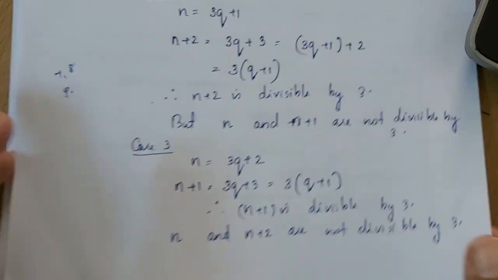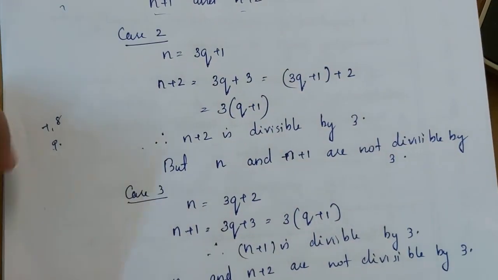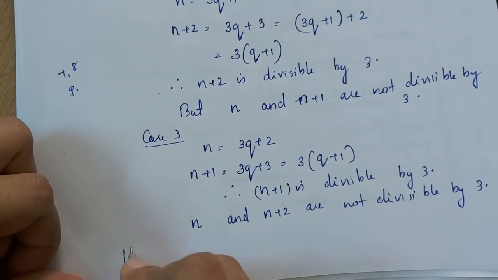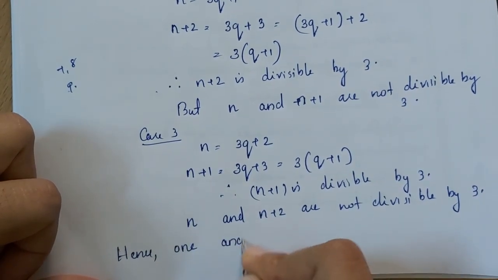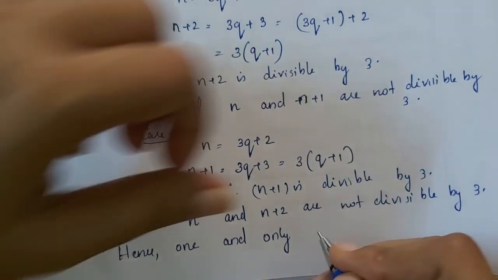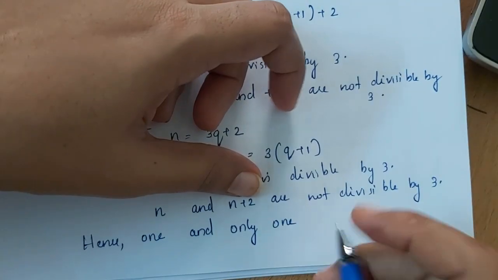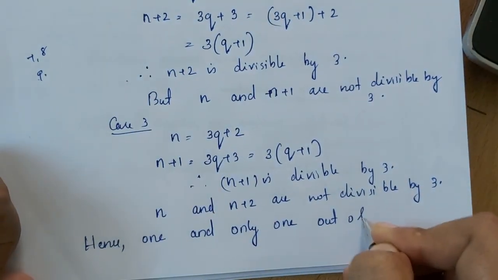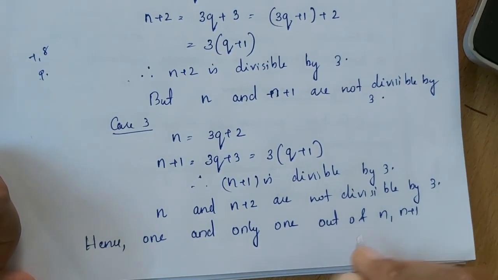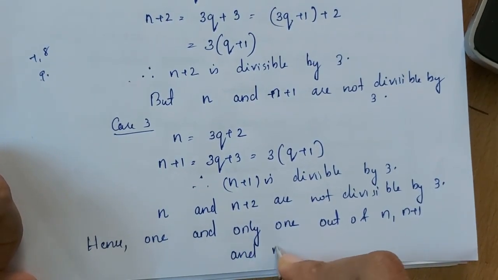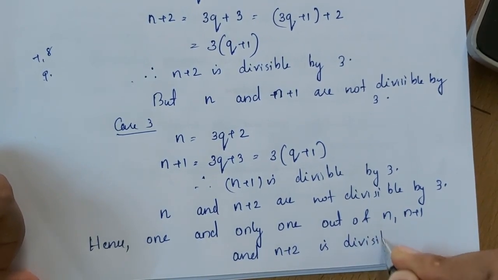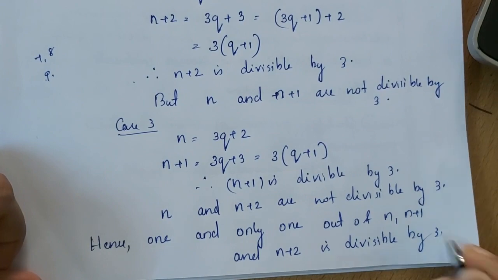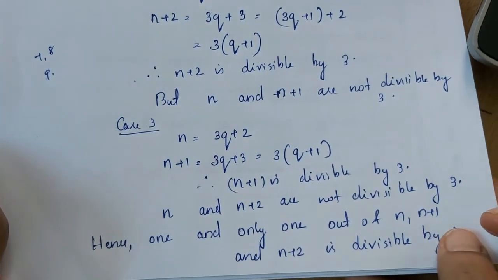So it is proved that in all the three cases we proved the above condition. Hence, we can say that one and only one out of n, n plus 1 and n plus 2 is divisible by 3. The above condition is proved.